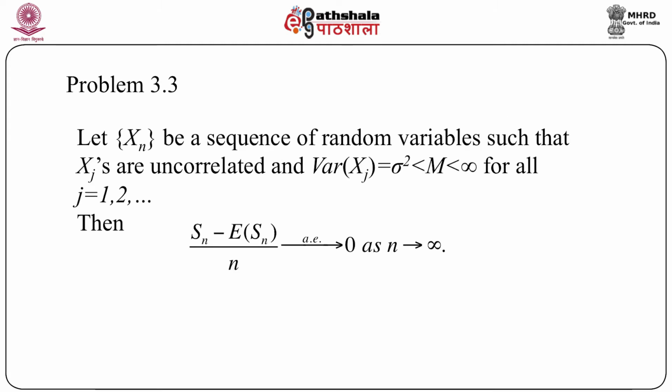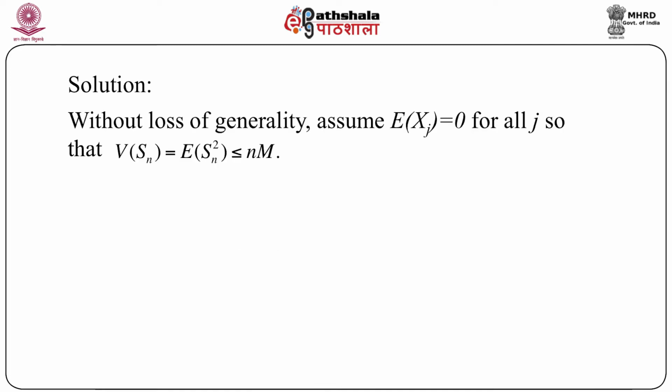Now first, without loss of generality, we assume that expectation of Xj equals 0. There is no harm in considering this assumption, because we can just do some kind of origin change to make this expectation 0. So let us assume that expectation of Xj equals 0 for all j, so that variance of Sn is nothing but expectation of Sn square, which is less than or equal to n times M.